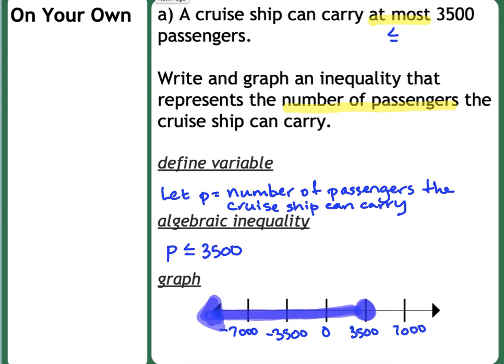Alright, so the first one, the cruise ship can carry at most, so that's less than or equal to, it can hold 3,500 passengers. So that would be P is less than or equal to 3,500.